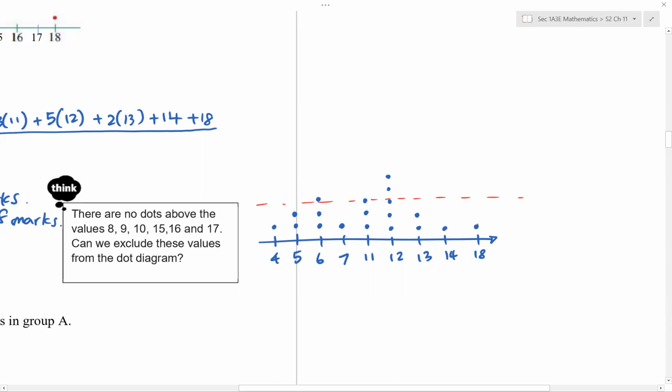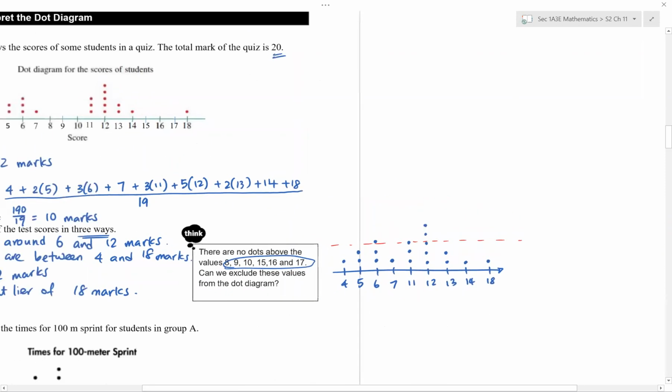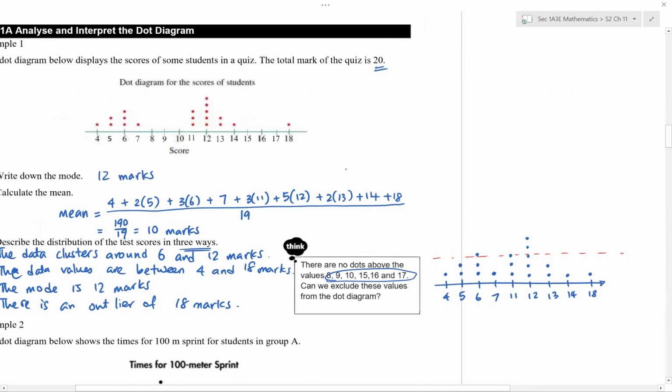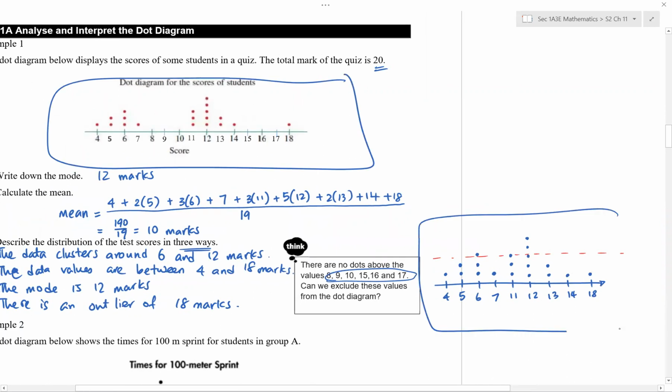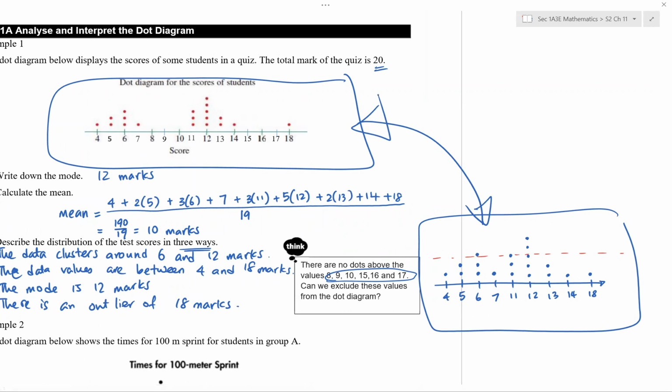So can we exclude all these values from the dot diagram? Compare the original dot diagram provided in the question with this particular one. What's the difference? Is there anything that is misleading? Does our amended dot diagram paint an accurate picture of what the distribution is like for the scores of the students?